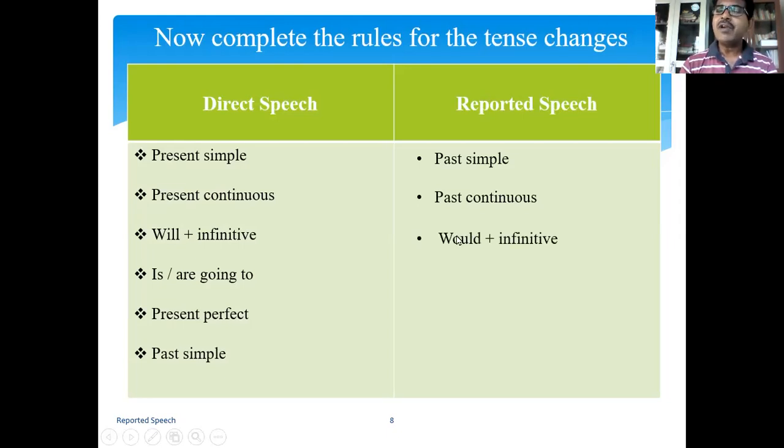It's very easy, but you will remember these basic rules. Then reporting is very simple for you. Look at the next one. Is, are going to. Once again, that is in the present continuous, but I have given you the verb form as well. Is, are going to becomes was, were going to. Present continuous, once again past continuous. Let's see what happens to present perfect tense. Can you remember? It becomes past perfect. Look at the last one. Past simple. What happens to past simple? Past perfect or past simple.